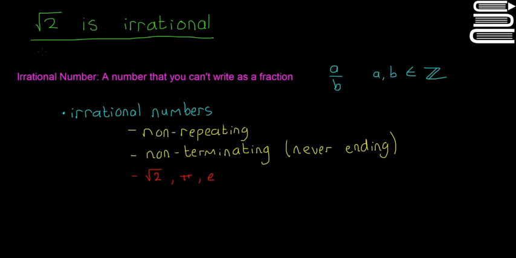So this is just going to be a quick video where we look at the proof that the square root of 2 is irrational, which is one of the formal proofs you can be asked in the Leaving Cert exam. So anyway, first thing we need to know is what an irrational number is.